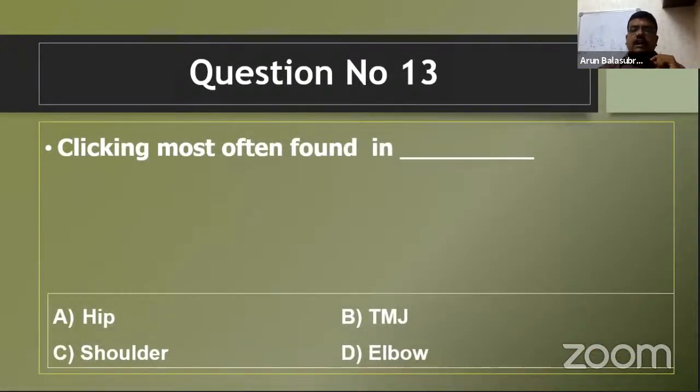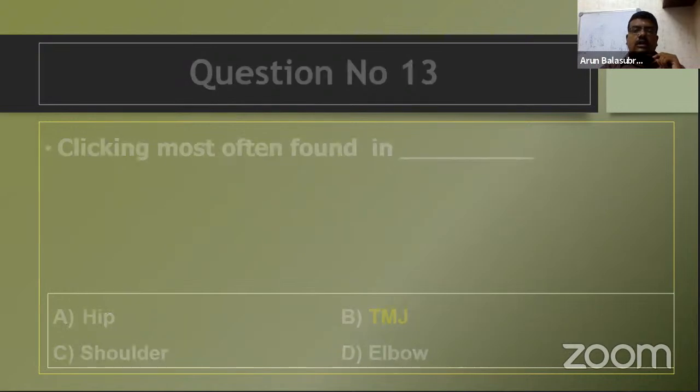Right. Clicking is most often found in which joint? Is it hip joint, TMJ, shoulder joint, or elbow joint? TMJ is the joint which has a clicking sound. The hip joint and shoulder joint will have a snapping sensation, where the muscle moving over the shoulder joint or over the hip joint produces a snapping sound. So snapping hip syndrome or snapping shoulder. Clicking sound is always found in the TMJ because of degeneration of the articular cartilages.